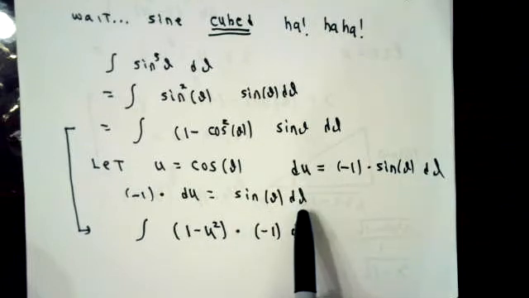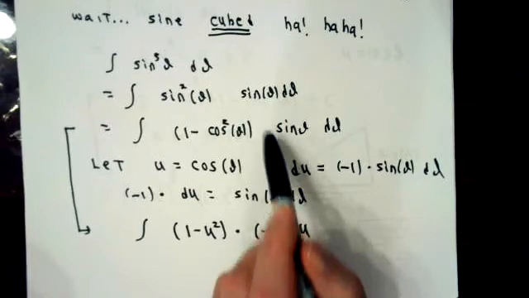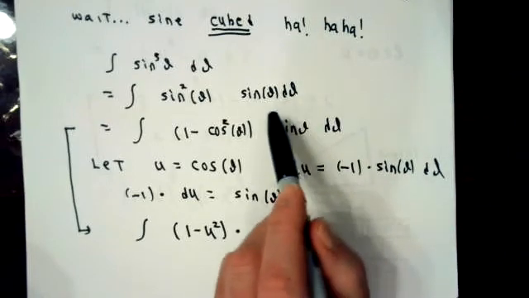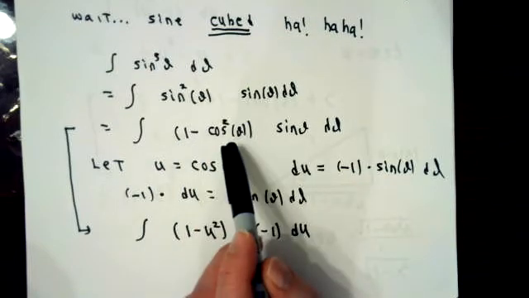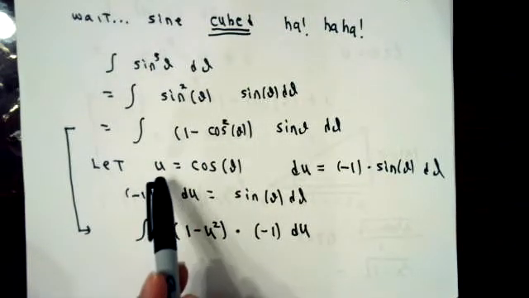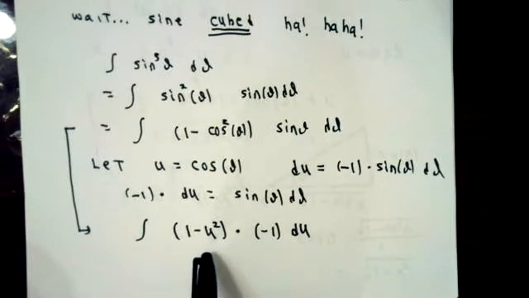And the reason that I wanted to express it in this way is right there, I have sine of theta d theta, which is negative 1 times du. The integral that we're looking at now, 1 minus cosine squared, 1 minus u squared.